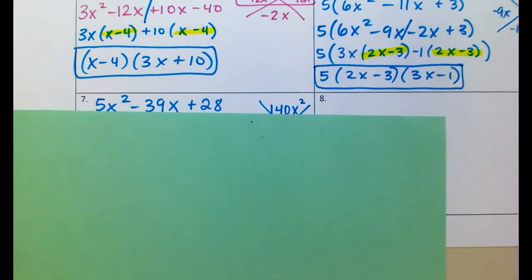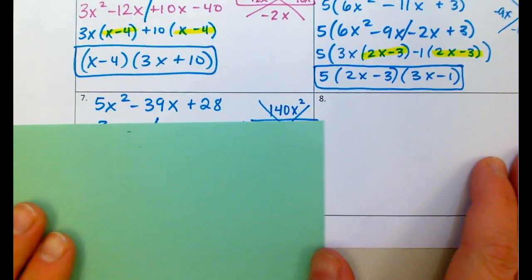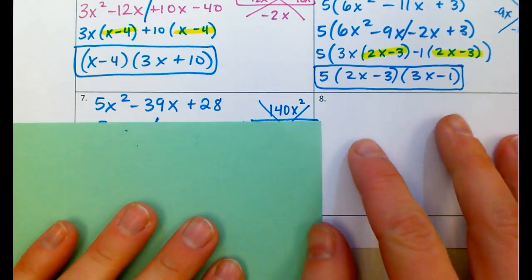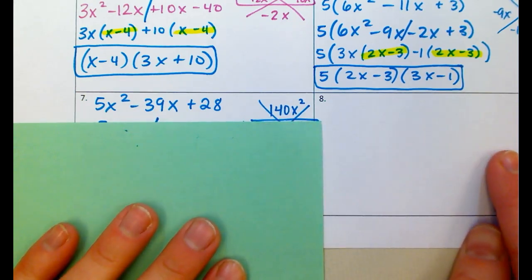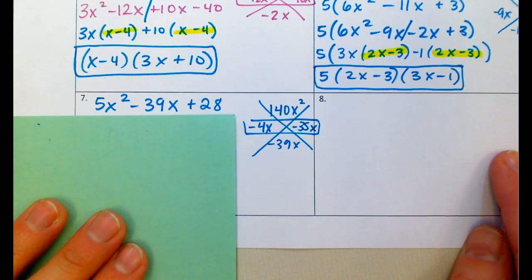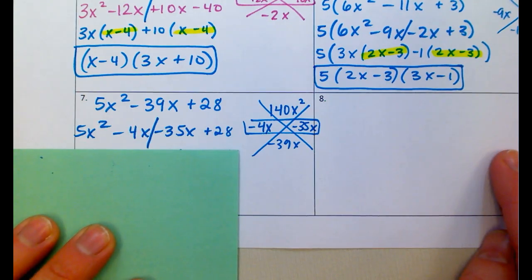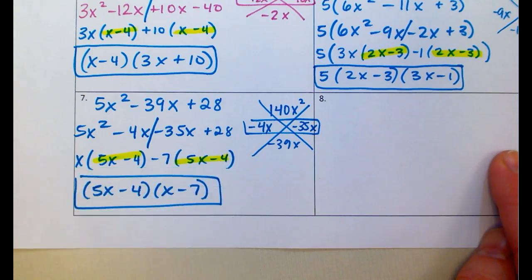All right, I checked and there was no GCF, so I multiplied my a term, my c term, and got 140x squared. And then I was finding what added to negative 39. Notice these were very large numbers again, so this would be a time we probably wouldn't use factor by grouping. But the two factors ended up being negative 4x and negative 35x. So I placed them in my trinomial to create a four-term polynomial, factored by grouping, and my final answer was 5x minus 4 times x minus 7.